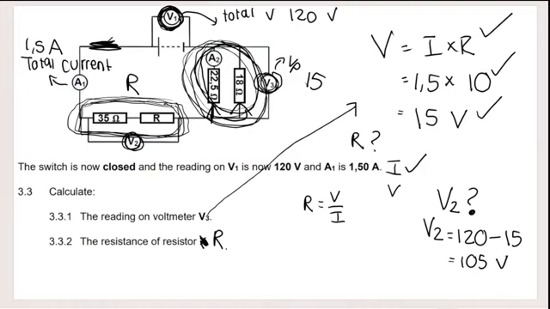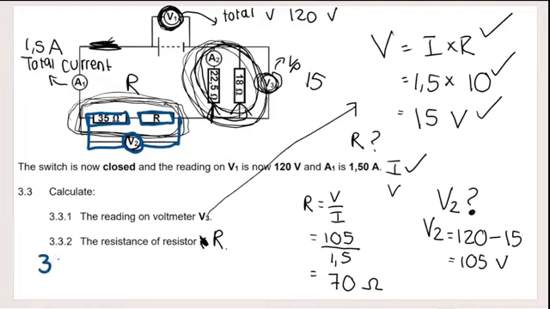Now that I have the total voltage across both of these, so basically V2, I can take that, 105, and divide it by the current that flows through those two, which is 1.5. That gives 70 ohms. You need to understand what that represents. Because I used V2, I used the voltage across both of them. That 70 ohms is for 35 plus R. It's for both of those resistors. So 35 plus R gives you 70. Then R has to be 35.